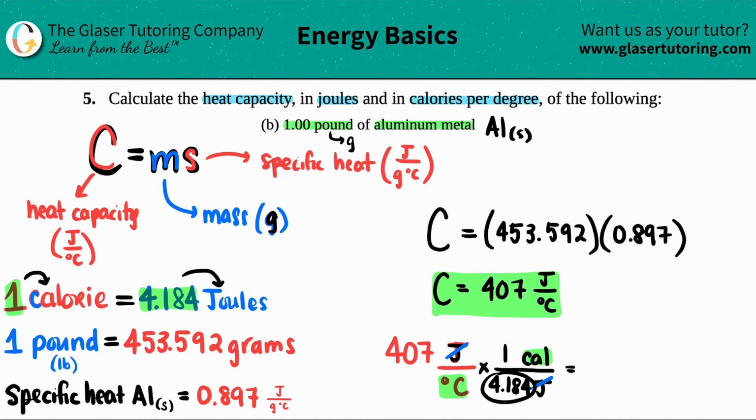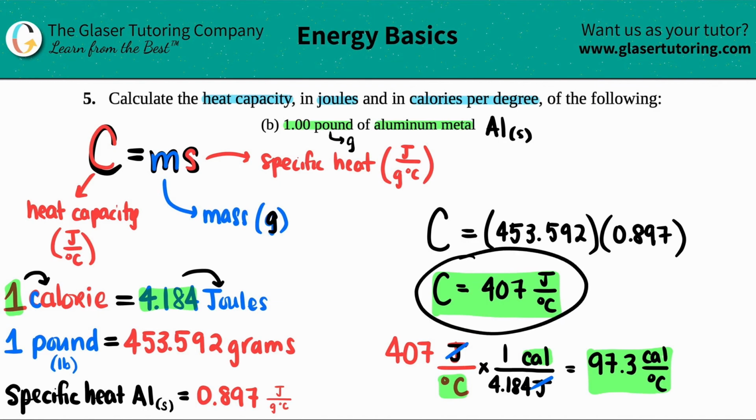Since the 4.184 is in the denominator, that's division. So I'm technically doing 407 divided by 4.184. Keeping with the 3 sig figs, I get 97.3. And that's in lowercase c calorie per Celsius. And that is your second heat capacity value for aluminum metal. So these are your two answers, 407 joules per degree Celsius and 97.3 calories per degree Celsius.